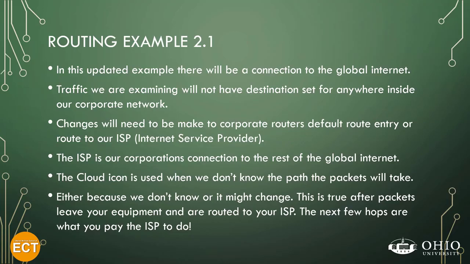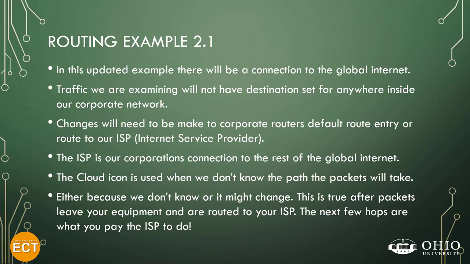We hand that traffic off to the ISP. We don't really know where it's going to go from there. That's partly the ISP's problem, and they work with a variety of different providers that handle the core of the internet to route that. And to sort of represent that in our diagrams, we use a picture of a cloud because a cloud icon is used either when we don't know the route that it's going to take, or the route might change over time.